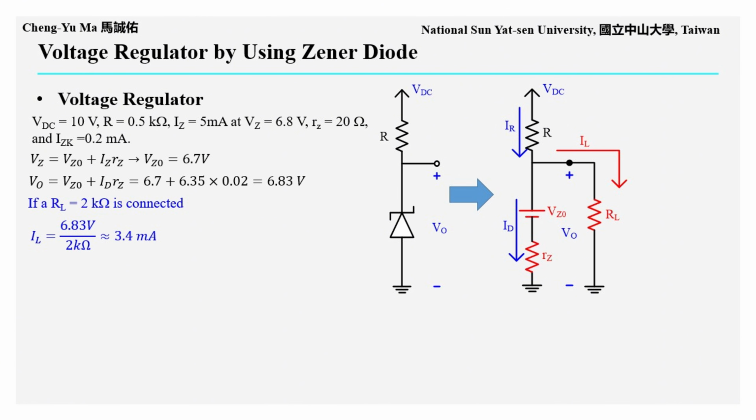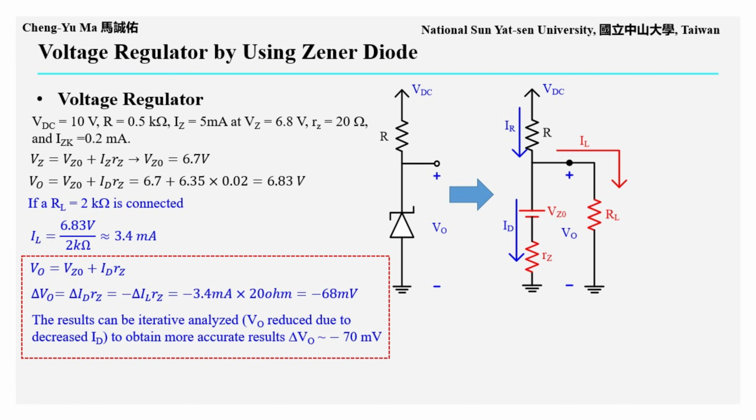Let us look at the load case from another perspective. Suppose a load resistance RL equal to 2 kiloohms is connected to the output. From the previous DC analysis, before the load is connected, the regulated output voltage is 6.83 volts. We first assume that after the load is connected, the output voltage is still approximately 6.83 volts. Then the load current IL is 6.83 volts divided by 2 kiloohms, which is about 3.4 milliamps.